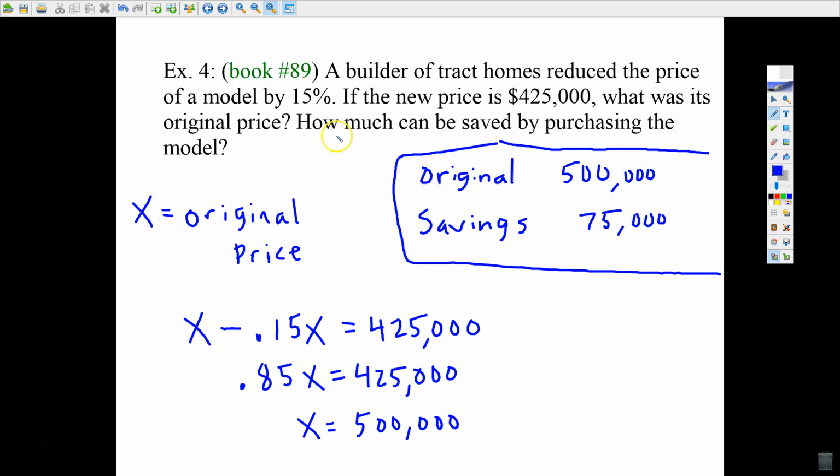Okay, and then the follow-up question is, well, how much can be saved with this reduction by 15%? Well, that's just taking the original price minus the new price, and that's how we got 75,000. Cool? Questions? It is a deal.